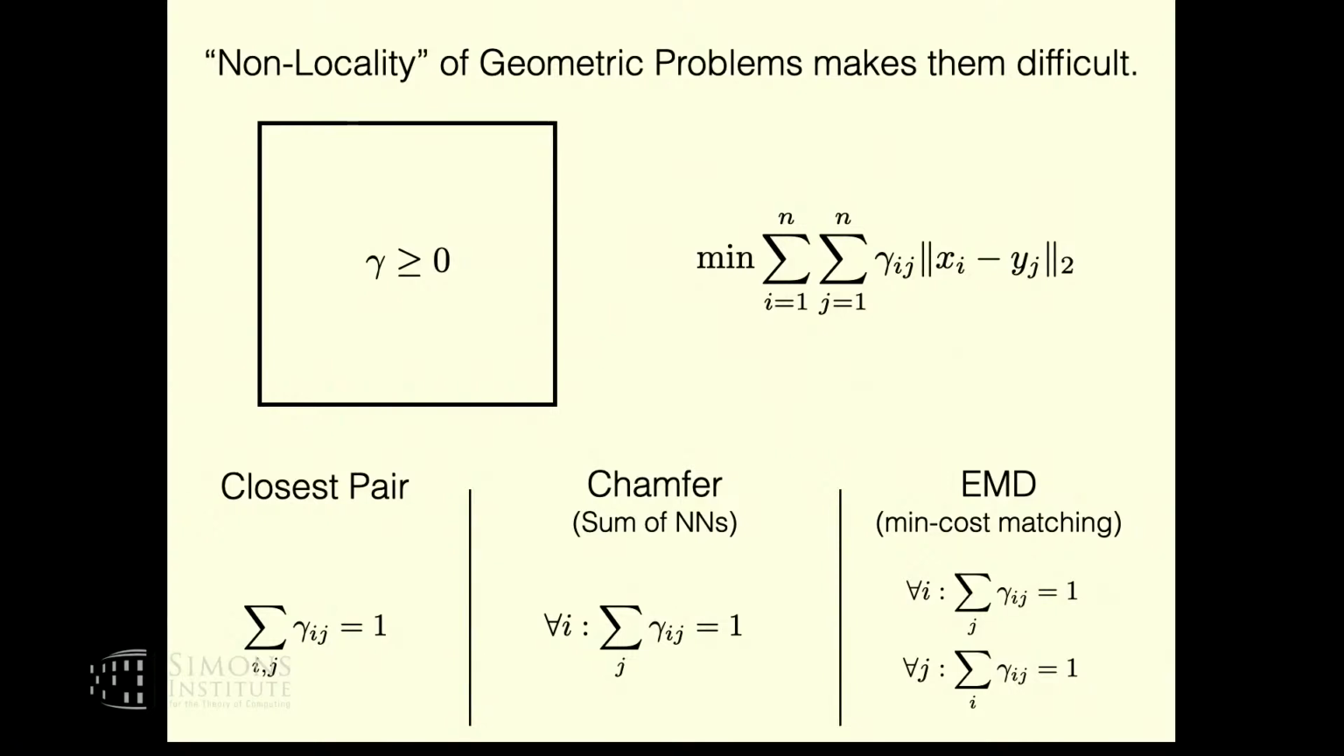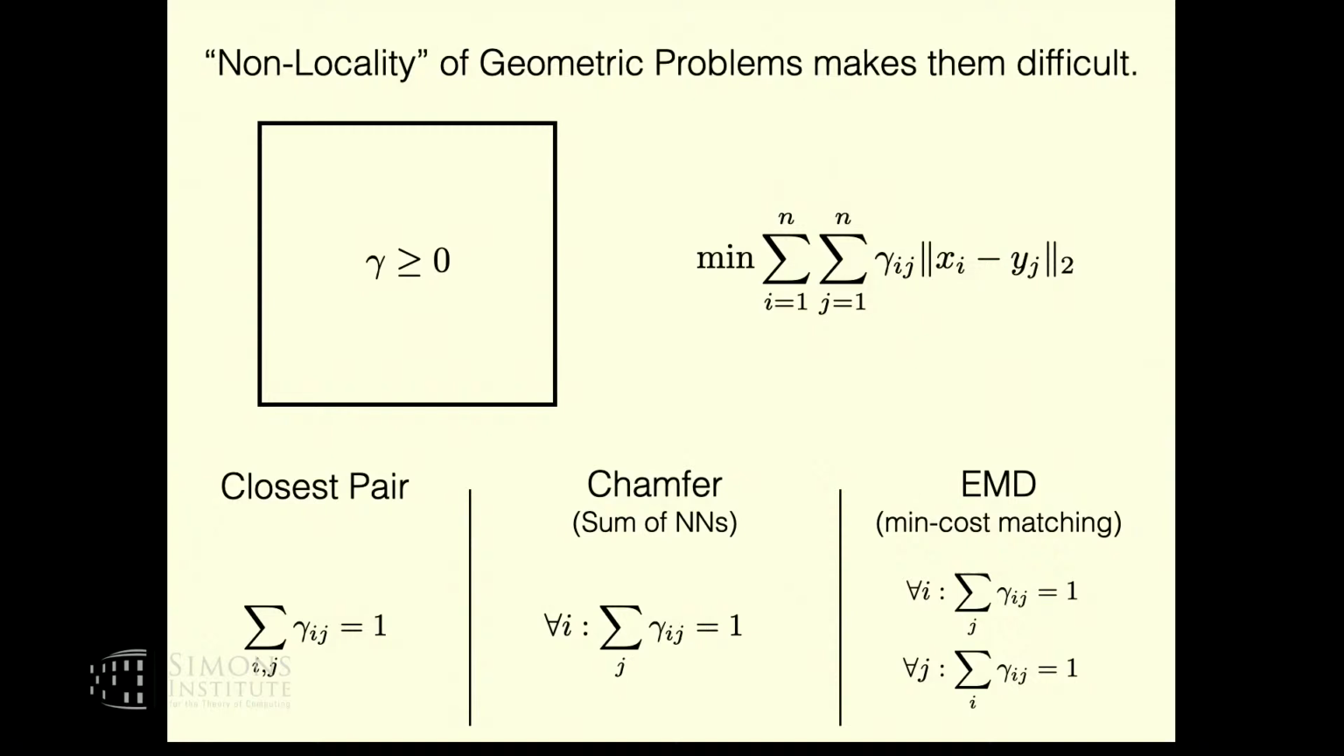Okay? So now the only difference in all these three problems is what constraints we impose on this matrix gamma. For the closest pair problem, you're essentially trying to say, all these gammas should be positive, and the total sum should be 1.